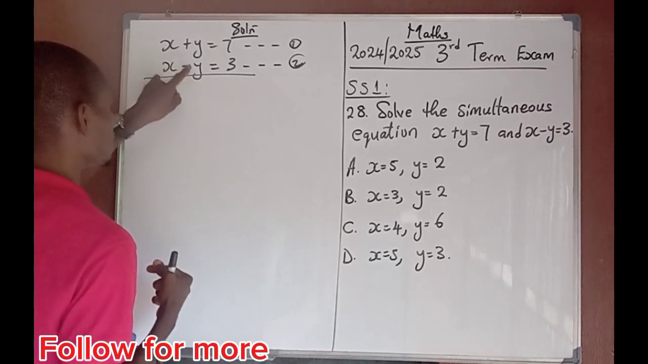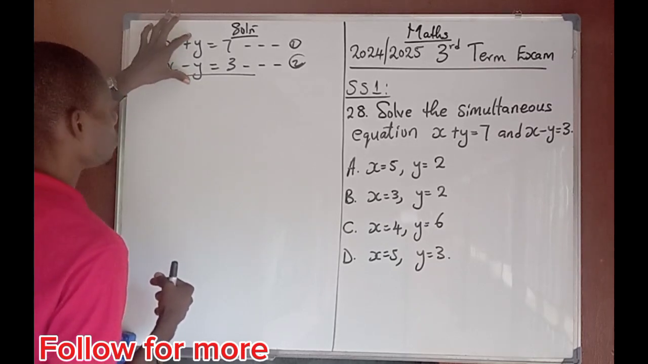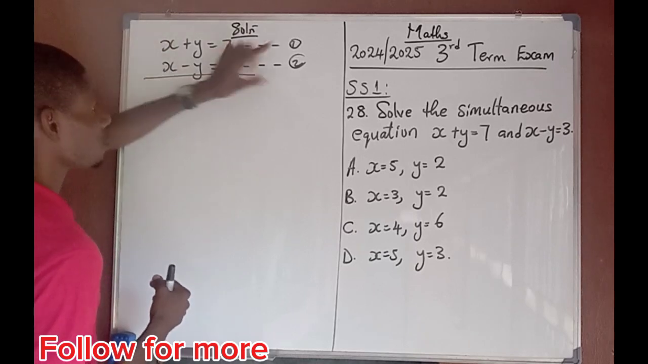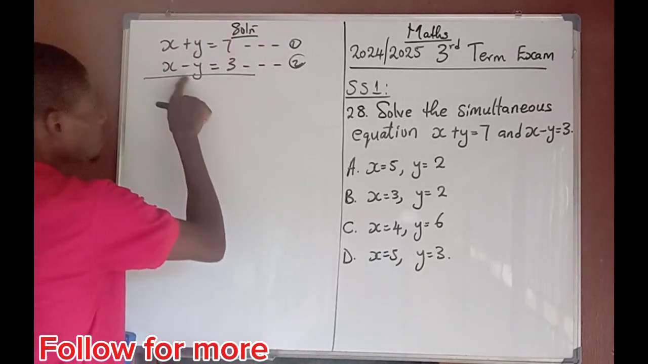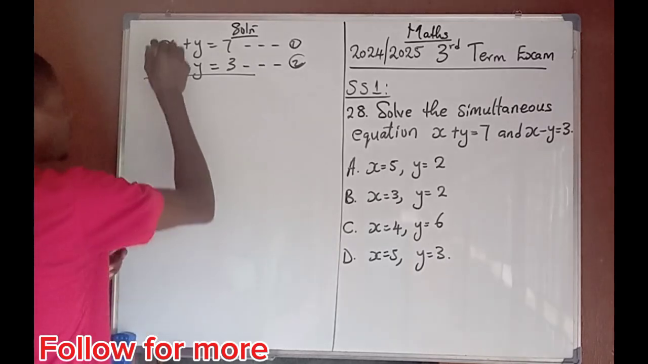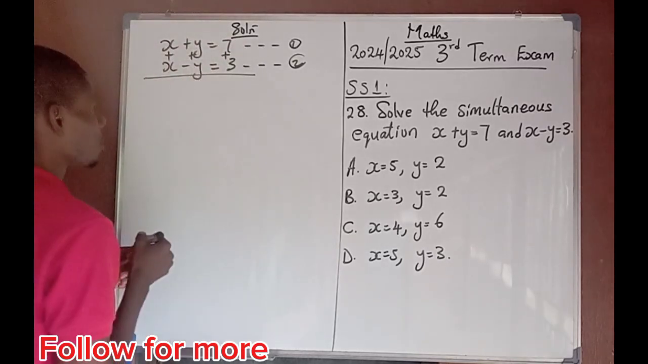Okay, but let's look at this. y has a positive here and a negative here. So what do I do? Should I add the two equations or subtract the two so that this y can go? All right, so I need to add the two so that y can go.